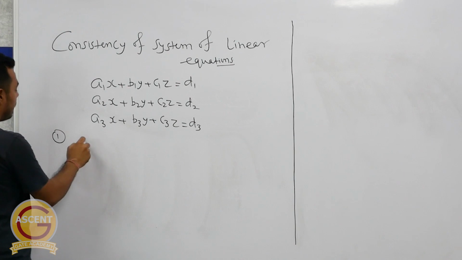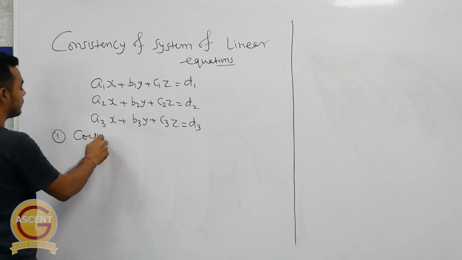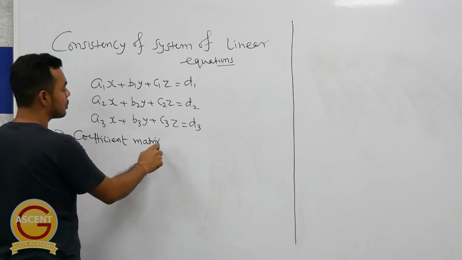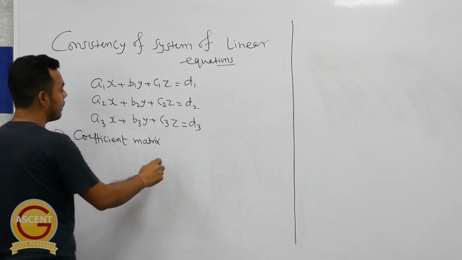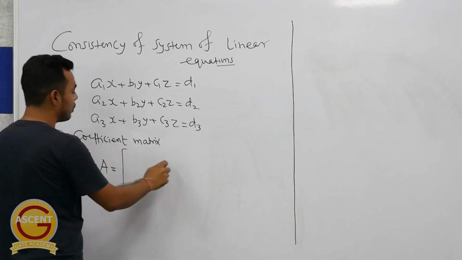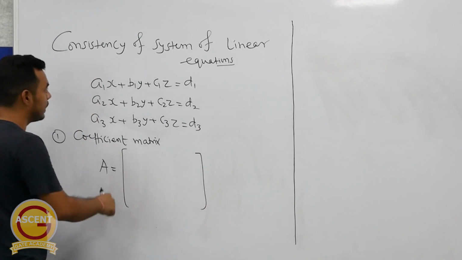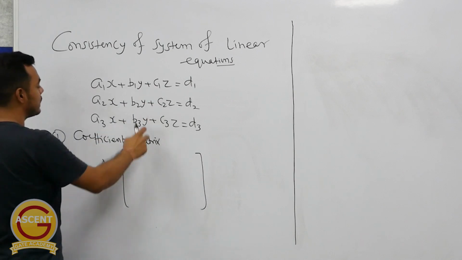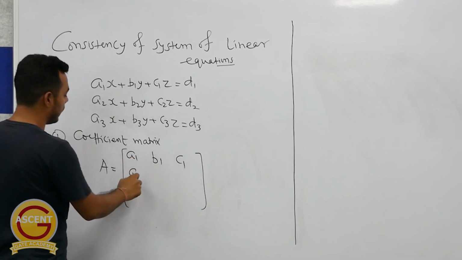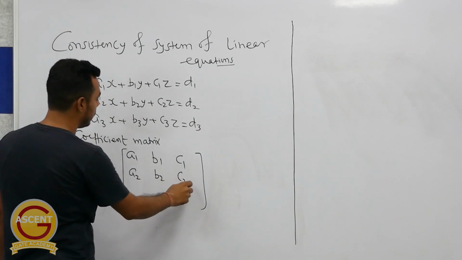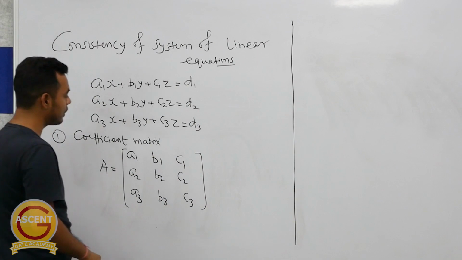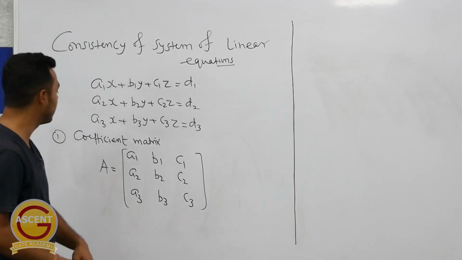The first matrix is called the coefficient matrix. This coefficient matrix is represented by capital letter A, and here we are going to write only the coefficients. So our first row will be the coefficients of x, y, z: a1, b1, c1. The second row will be a2, b2, c2. And the third row will be a3, b3, c3. So this matrix is called the coefficient matrix.